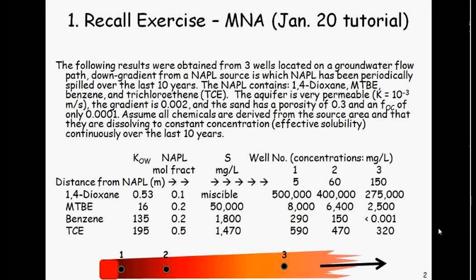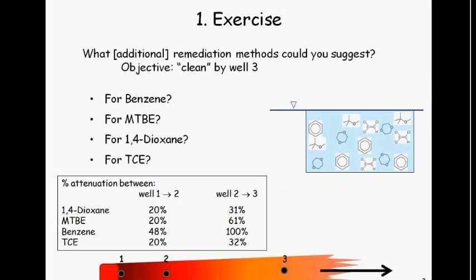We had a plume that had 3 wells, and we were watching the change in concentration of contaminants. And the question is, what are we going to do? What we'd like to do is stop the chemicals from reaching well 3. It looks like nature's already done that for benzene, but the other 3 chemicals probably require some remediation. And even at this stage of our career, we can decide what might be appropriate.